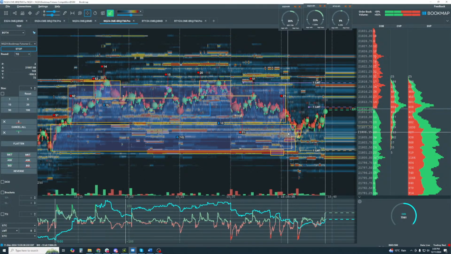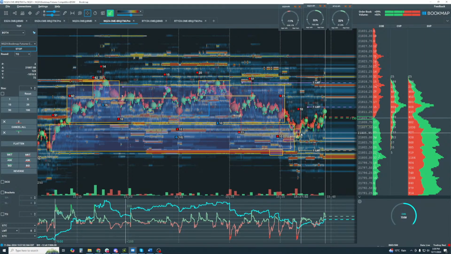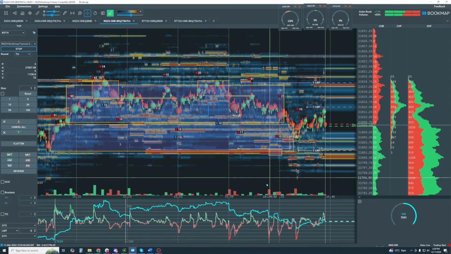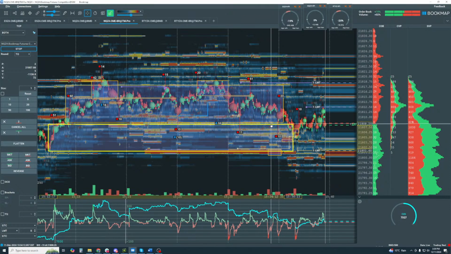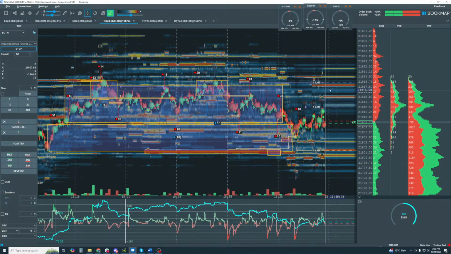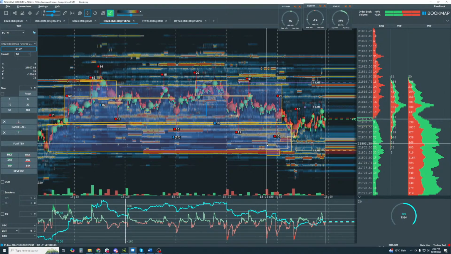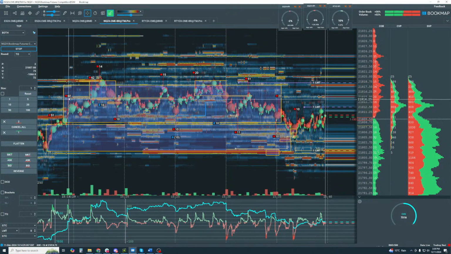Okay, let's see if we get our squeeze here. Again, this is kind of an odd one, to be honest. It's getting close to the close though, so that might be part of the issue here. It's an odd one because it's an odd range in here.